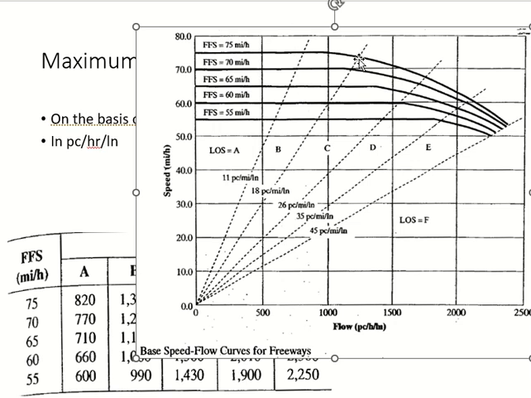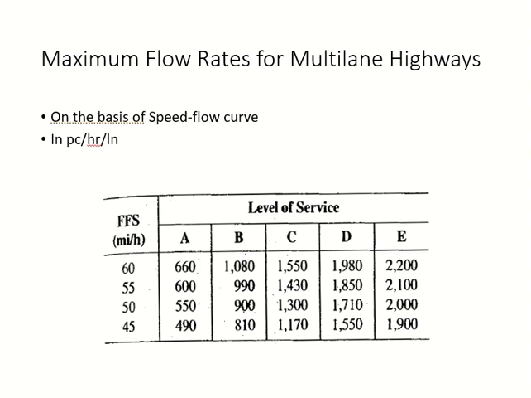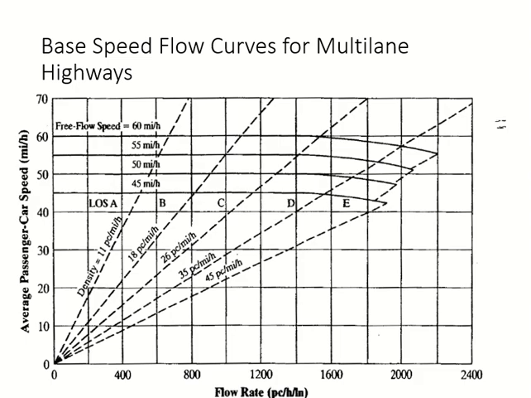I can do the same thing for level of service B as well. I go to the x-axis and find the flow at which the intersection point is. This point you can see is 820. So 820 is the intersection of level of service A and the curve of 75, and so on. These are called the service flow rates. For the curves which I have already plotted, they have given us the service flow rates. This is for freeways, and this one for multi-lane highways, coming from these curves.